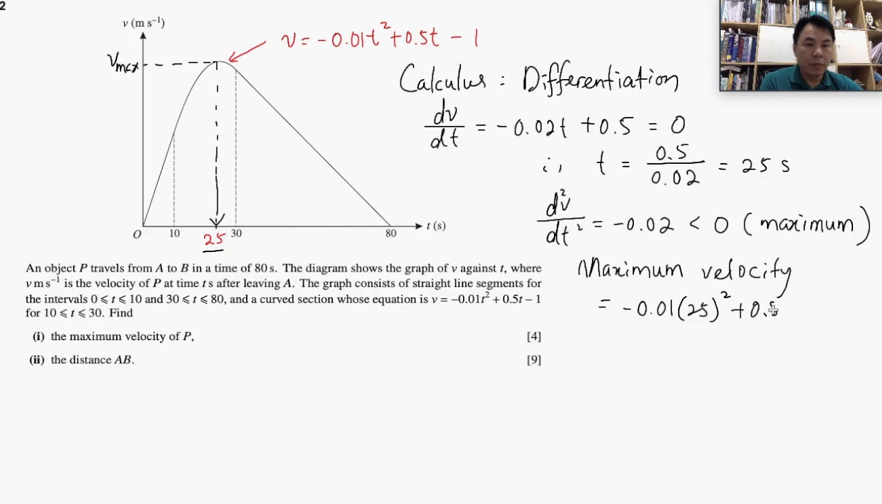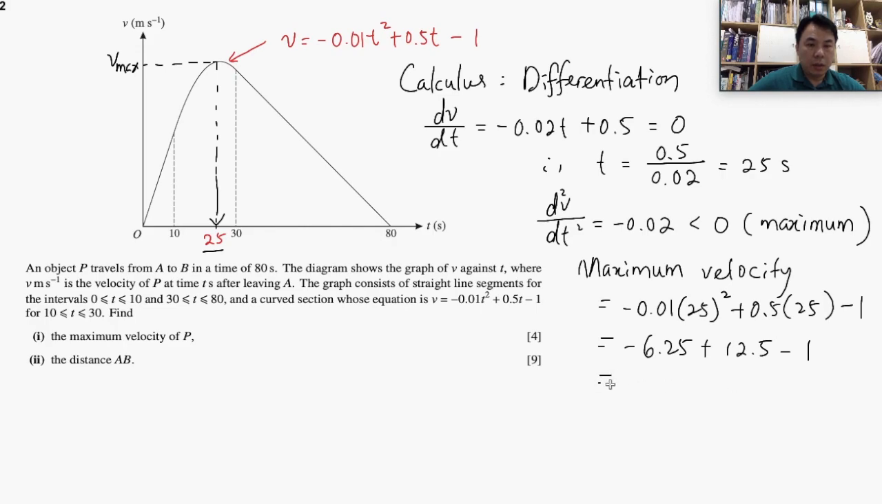plus 0.5, 25 minus a 1. Right now, I'll try my best to see whether I can do it manually without any calculator. So this is 6.25, and then that will be like 12.5. 12.5, yeah. Let me see, 125, 12.5, yeah. And then minus a 1 there.